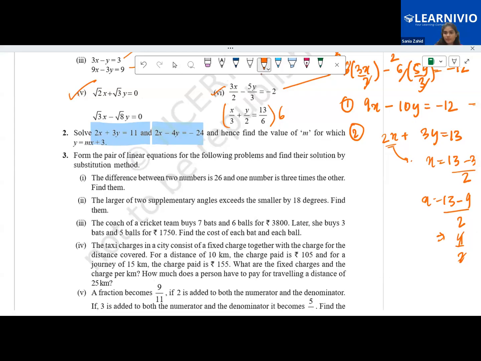Should I find the value for y equals to mx plus 3? Yeah, now you got the value of x and y. Yes. Yeah, now substitute them in y is equal to mx plus 3 and then you can find m. Okay. Yeah.